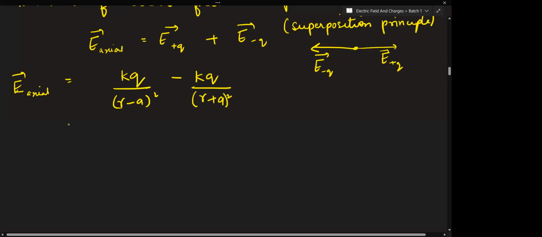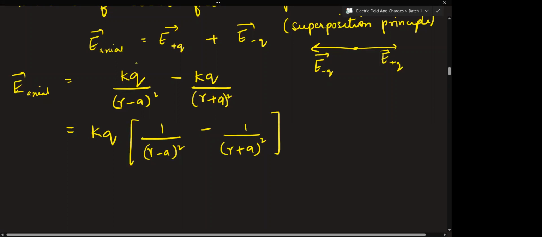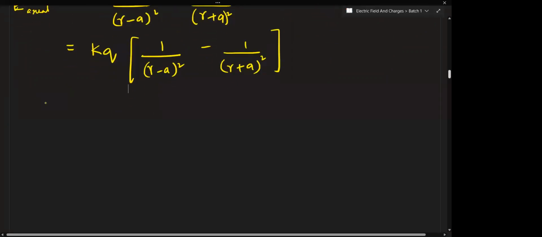Now see, from this, let us take K common, Q common. Both these quantities are common. So K and Q will be common. Let's see what we are left with: 1 by (R minus A) whole square minus 1 by (R plus A) whole square. We have taken KQ common because this was common in both of these, for the plus charge and for the minus charge also. Now we just have to substitute this. So for K, we can write Q divided by 4 pi epsilon naught. K I have just expanded.